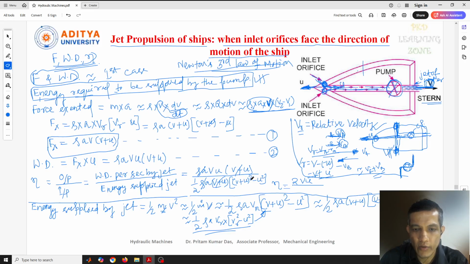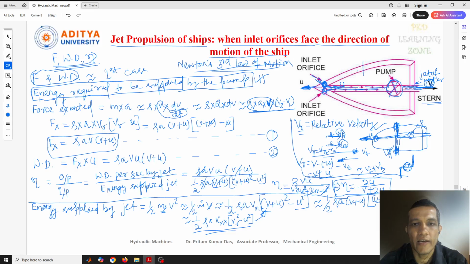We can write A plus B whole square, and after expanding we get v square plus u square plus 2uv minus u square. Now u square can be cancelled, leaving only v square plus 2uv. If I take v common, then v in the numerator and denominator will be cancelled, and finally efficiency equals 2u divided by v plus 2u. This is our final efficiency.